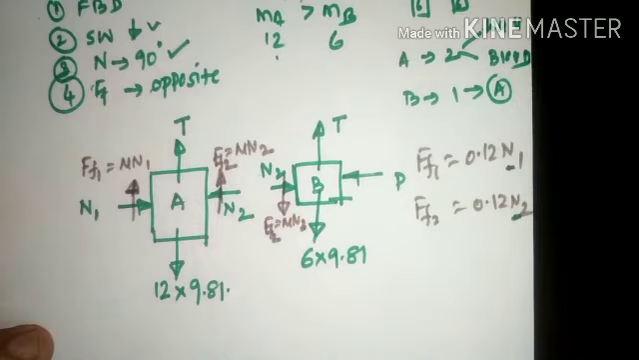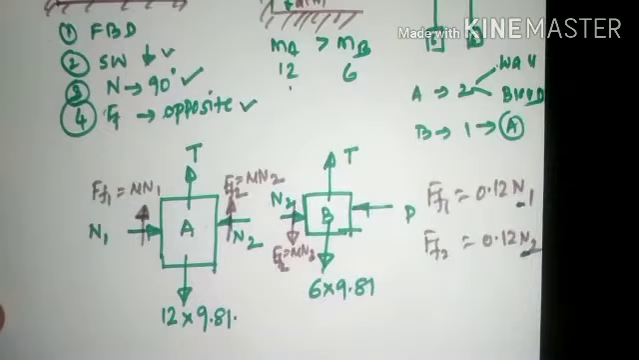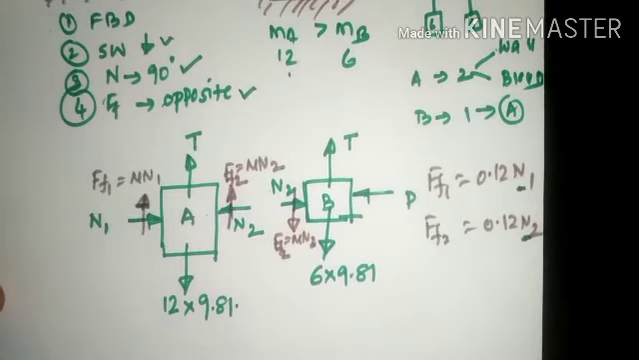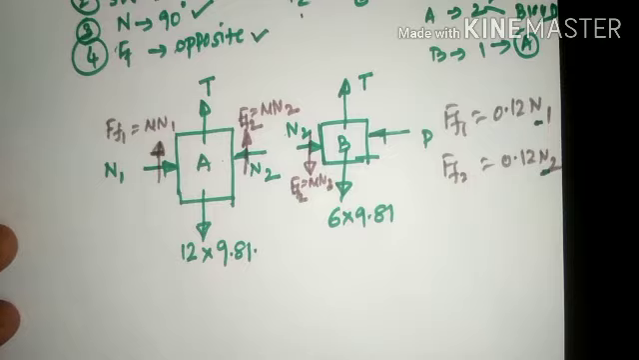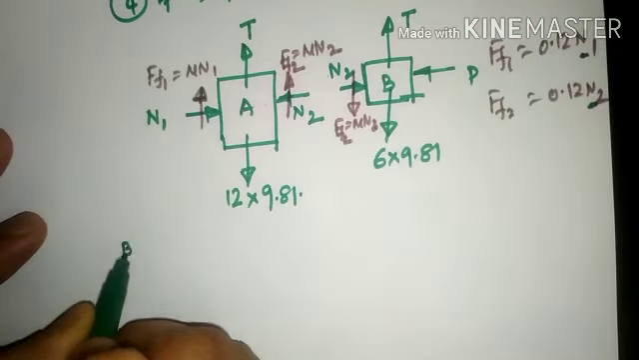So this will be the free body diagram pertaining to block A and block B. So we have also considered the fourth condition, which is that frictional force is opposite to the movement of the body. Now to begin with the solution, we need to start with one particular block. So we shall start with block B now.